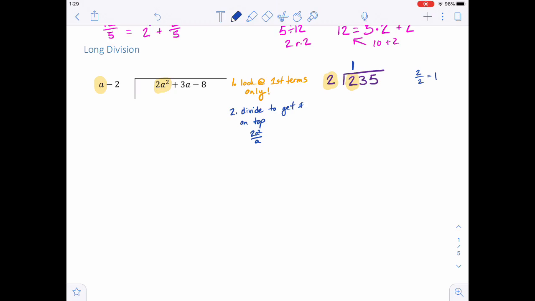The inside, this is our dividend. This is our divisor. So what is 2a squared divided by a? Well, that is 2a. That's what goes on top. 2a.